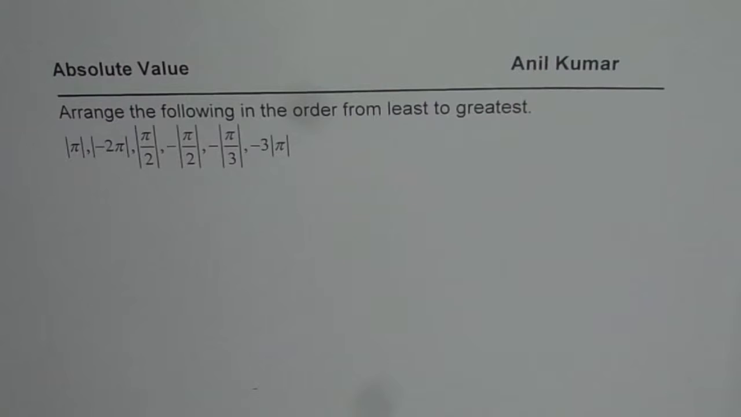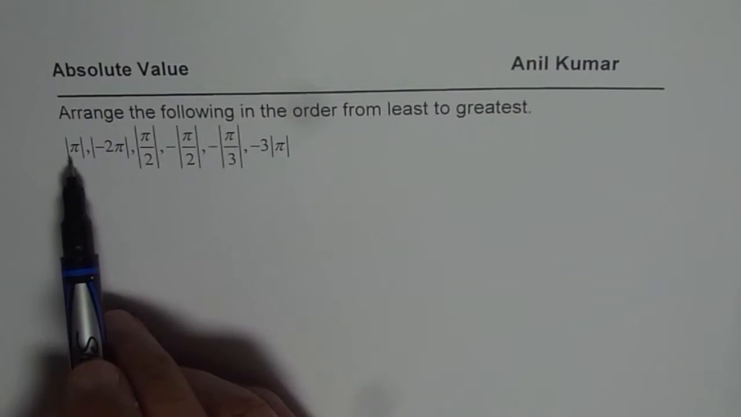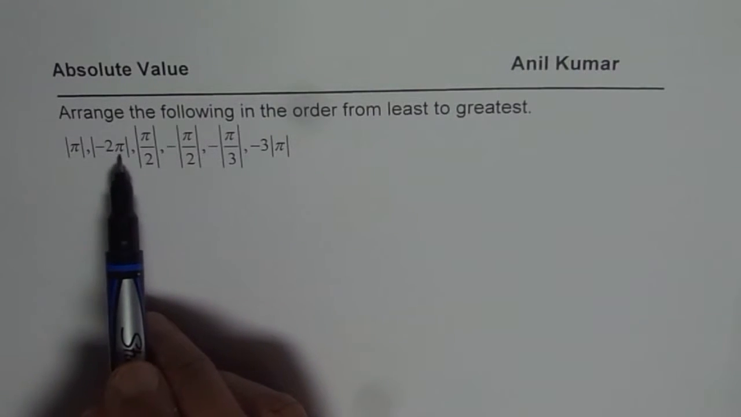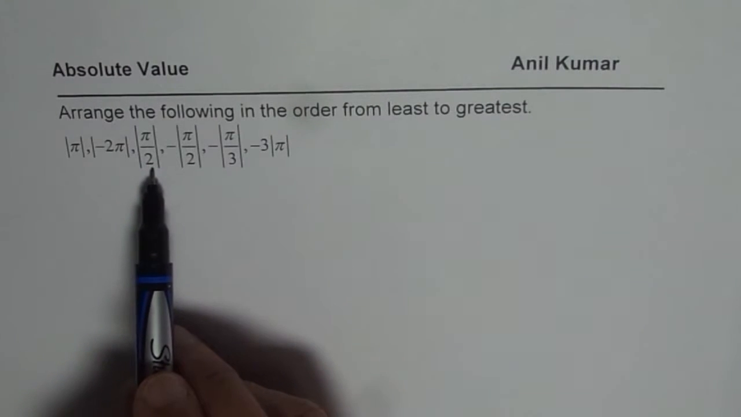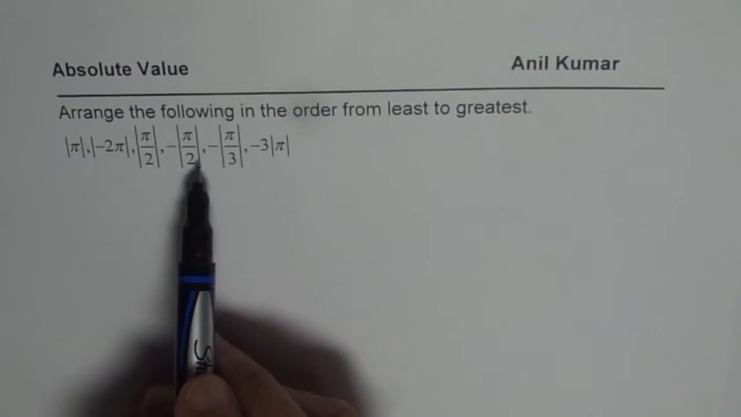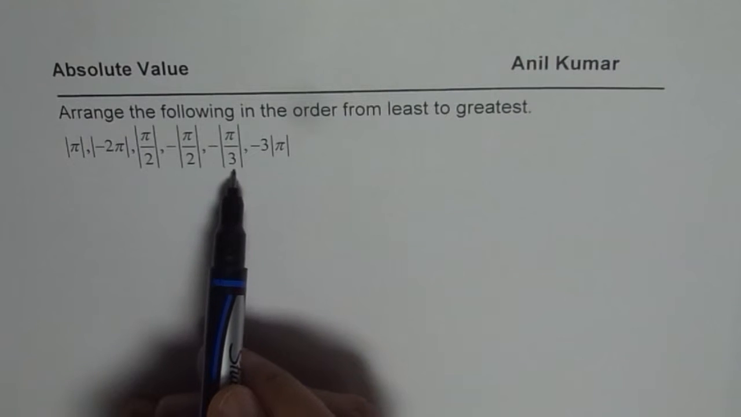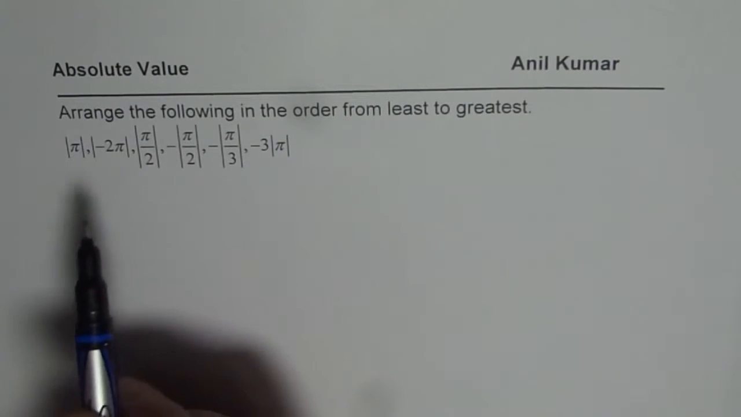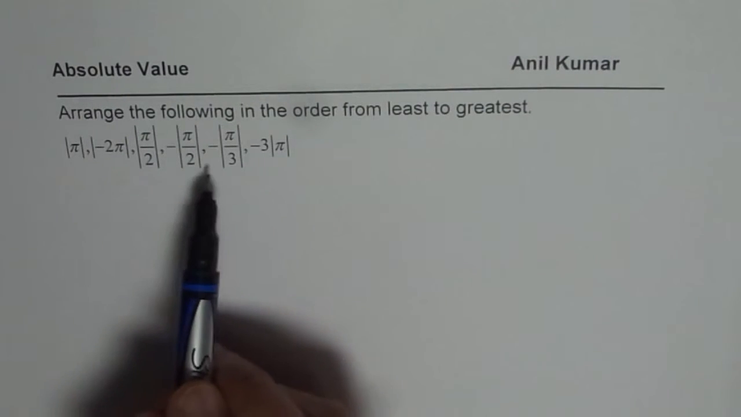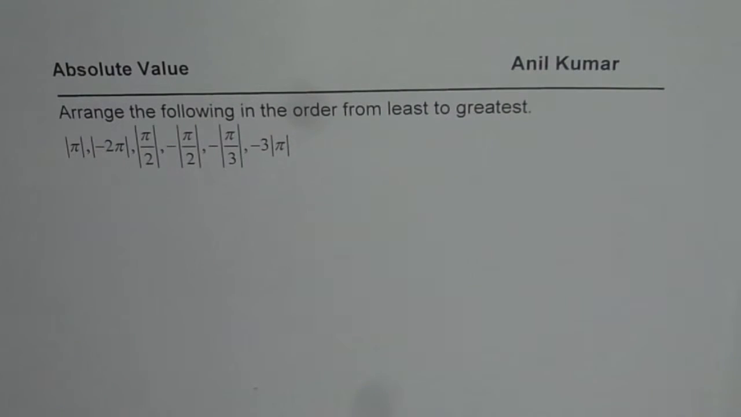The question is, arrange the following in the order from least to greatest. It's a very interesting question also. So we have absolute value of pi, absolute value of minus 2 pi, absolute value of pi by 2, minus absolute value of pi by 2, minus absolute value of pi by 3, minus 3 pi. We need to arrange all these numbers from least to greatest, right? That is your exercise. You can pause the video and answer the question.